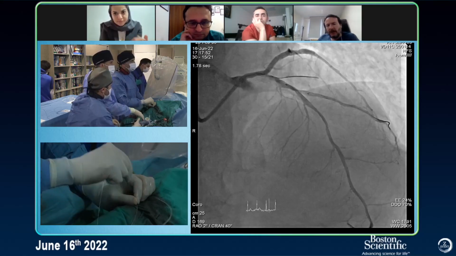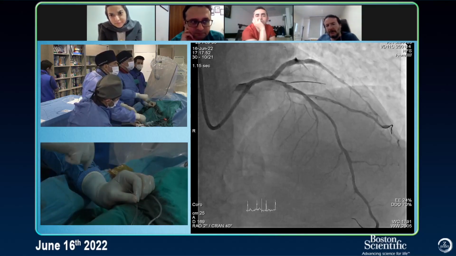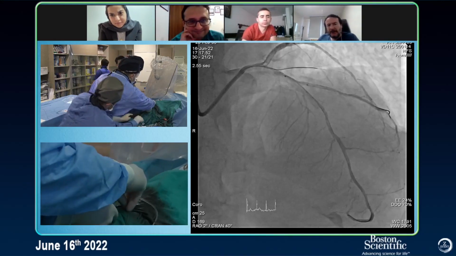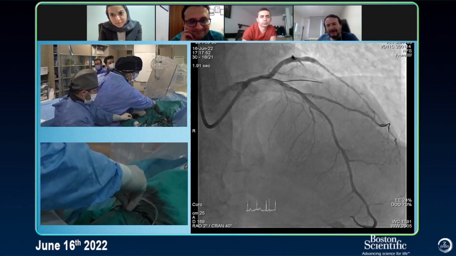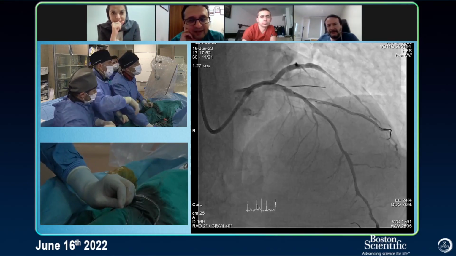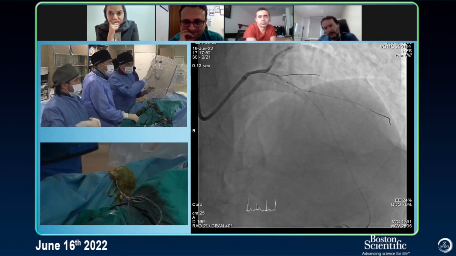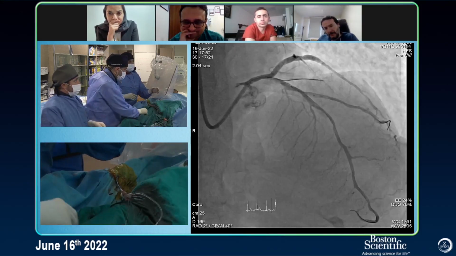Would you stent that diagonal? Yeah, I will do it. Nihat, what do you think? Nihat would leave it without stenting. No, I don't think so. I can't lose this diagonal. Yes, it's already... I don't know what's happening there. I think I have a dissection because it's enlarged a little bit.